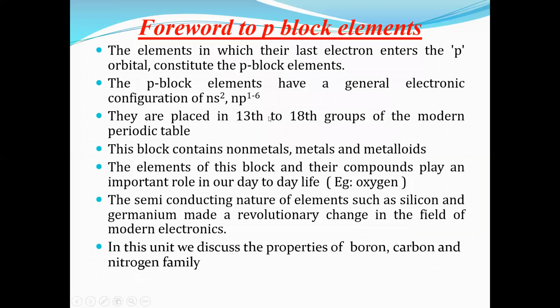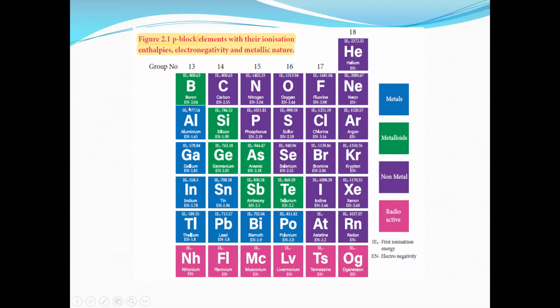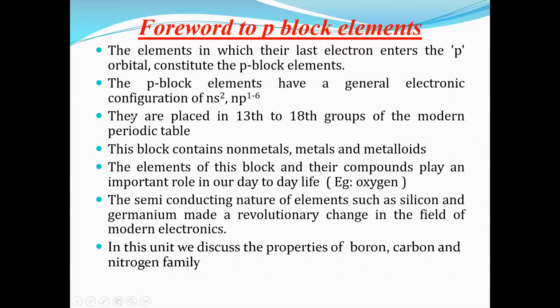These are the elements in which the last electron enters into the p orbital. The last electron is what we call the valence electron. Since that last electron enters into the p orbital, we call them the P block elements. The P block elements have the general electronic configuration ns2, np1 to 6. They are placed in groups 13 to 18 in the periodic table.